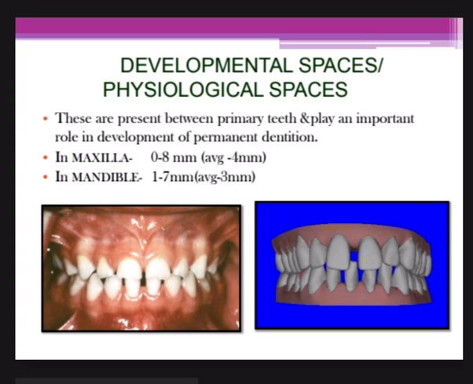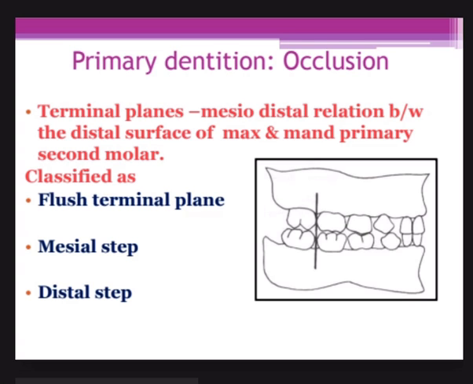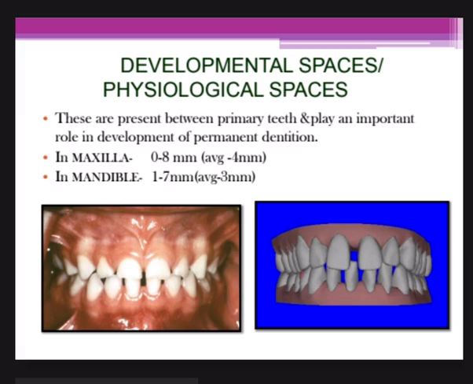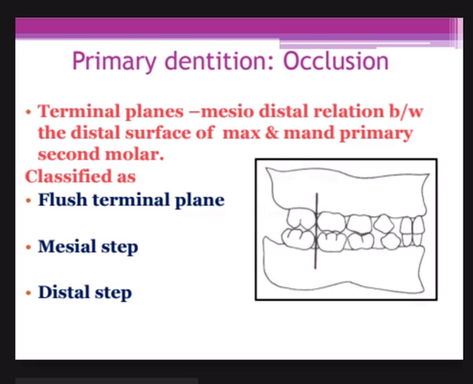Okay, so these are present between the primary teeth, as I told you, the physiological spaces. In your maxillary arch you will have around 8 mm, so that is around 4 mm in one quadrant, and in your mandibular arch you will have around 3 to 3.5 mm, in total around 1 to 7 mm. Okay, that is the range of the spacing. So this will help us in various functions. For the exam point of view, you should know this, you should learn it by heart. This 0 to 8 mm, you should mark it up, and there is no other way.